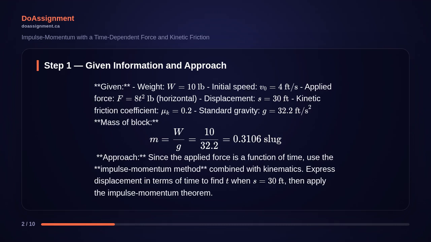Let's start by listing everything we know. We have a 10-pound block moving at 4 feet per second when a time-dependent force of 8t squared pounds is applied horizontally. We need to find the velocity after 30 feet of travel. The mass is 10 divided by 32.2, giving 0.316 slugs. Because the force depends on time rather than position, we will use the impulse-momentum method combined with kinematics to relate time and displacement.